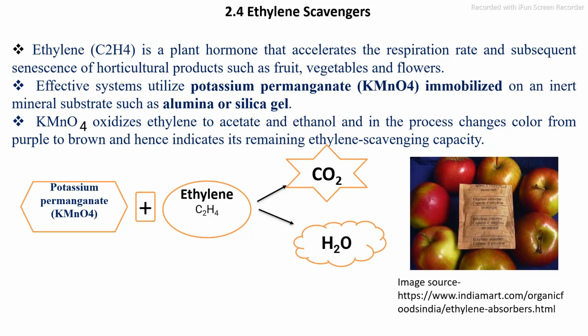In this ethylene scavenger system, the active additive used is potassium permanganate along with moisture absorbing additives like silica gel or alumina. You can see in this specific reaction that the potassium permanganate reacts with the ethylene, forming carbon dioxide and moisture, that is water vapor. This water vapor is absorbed by the silica gel.